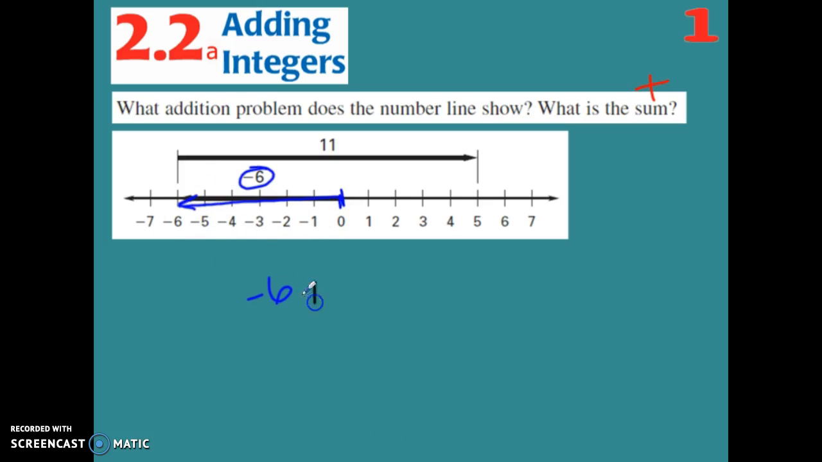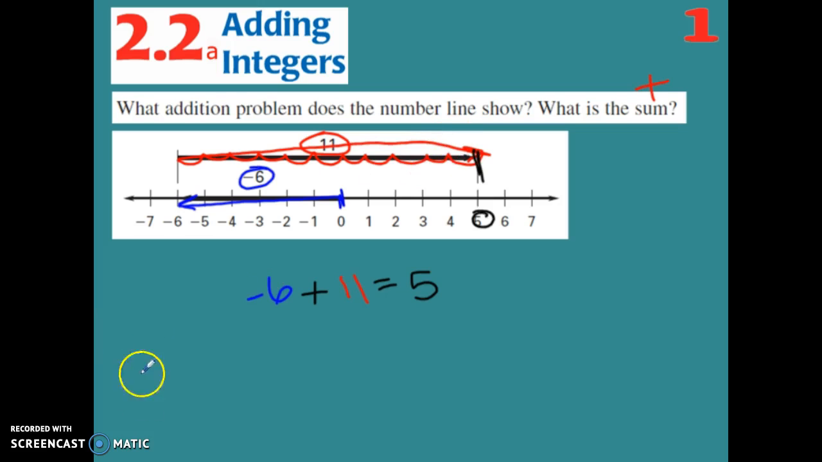Then we're going to combine this, or move in the other direction, a positive 11. They told us we're going 11 positive. If we wanted to count 1, 2, 3, 4, 5, 6, 7, 8, 9, 10, 11, we could. And then our answer is wherever we end up. So we end up right here at the end at 5. If we don't know what negative 6 plus 11 is, we can use our number line to help us.